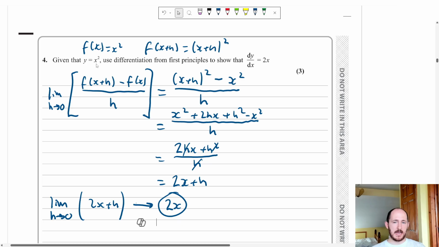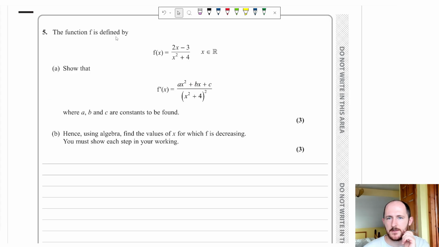Again, they can make it x cubed if they wanted to, which makes it slightly longer but no more difficult. They can also give you sine and cos, where you have to use the addition rules to figure it out. But again, I don't think they're too crazy in my opinion. So yeah. So the function f is defined by this fraction here.